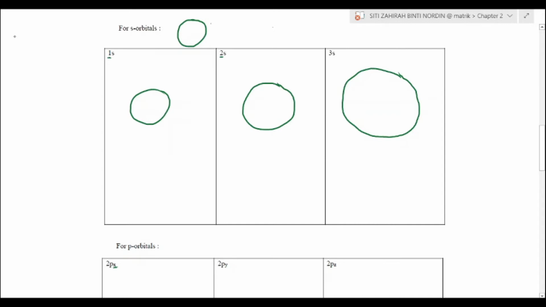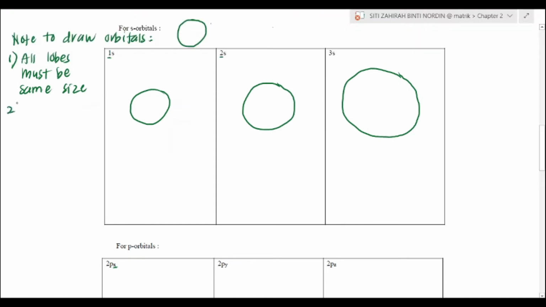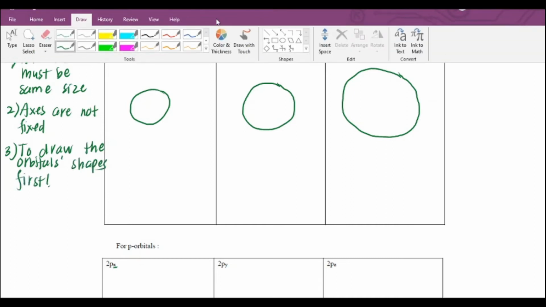So first, write down your note. The first note is all lobes must be the same size. Okay, this is the note on how to draw all the orbitals. The second note is to know that all axes are not fixed. Okay, and the third note, it would be easier for us to draw the orbital shapes first rather than draw the axis. So continue on with s orbital.